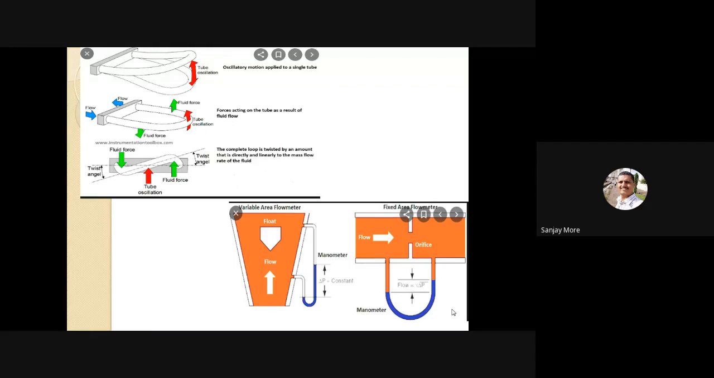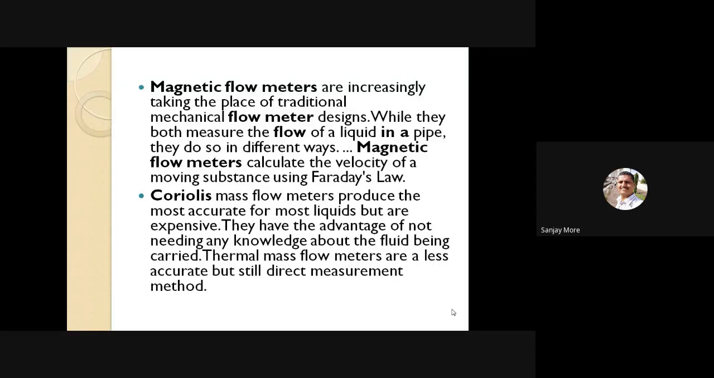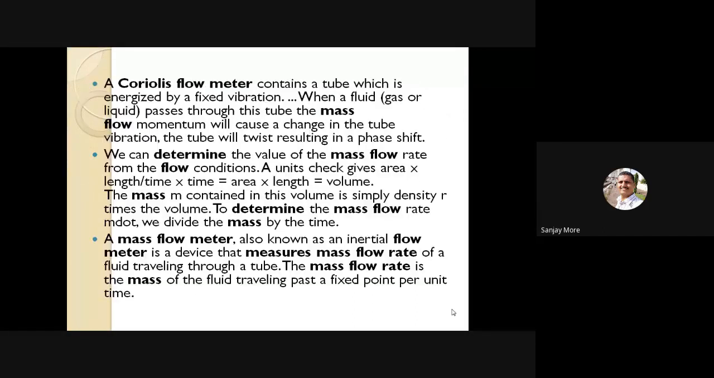Only two points are remaining in that chapter. This is the calorie meter, which is one of the types of turbine flow meter, and the magnetic flow meter. In the calorie flow meter, they contain a tube which is enlarged by a fixed vibration. The mass flow meter is also based on the tube vibration.